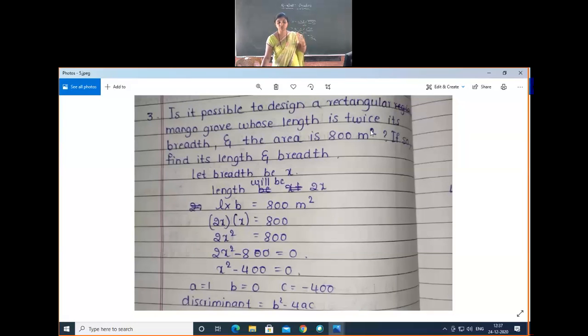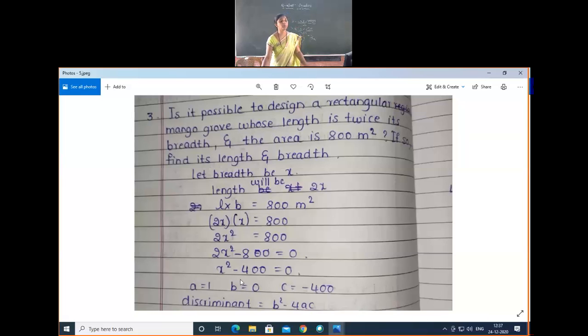What is this if-so condition? Why is this if-so condition there? We just have to see the nature of the roots. If we get real roots, then we can continue. Is this situation possible? If the roots are not real, then this situation is not possible. We cannot continue or find the length and breadth.